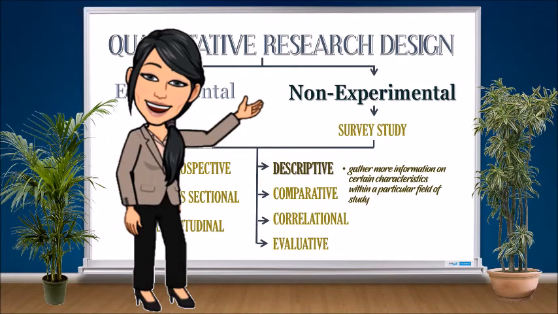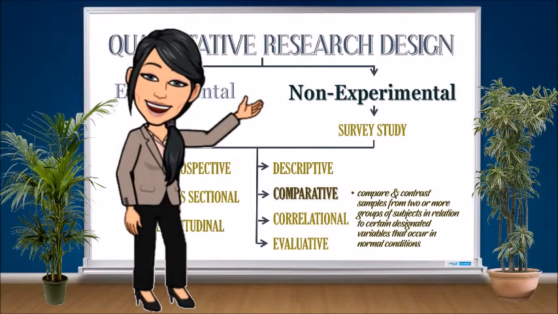There are several kinds of non-experimental research design according to purpose. We will discuss only the most common. Let us begin with descriptive. Descriptive design aims to gather more information on certain characteristics within a particular field of study. The purpose is to provide a picture of a situation as it naturally happens. Comparative. This design is used to compare and contrast representative samples from two or more groups of subjects in relation to certain designated variables that occur in normal conditions. The results obtained from this analysis are frequently not generalized in a population.